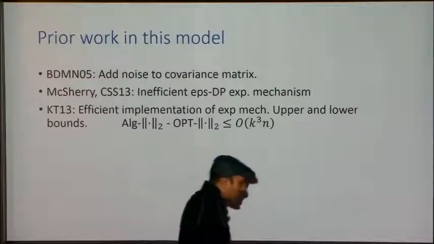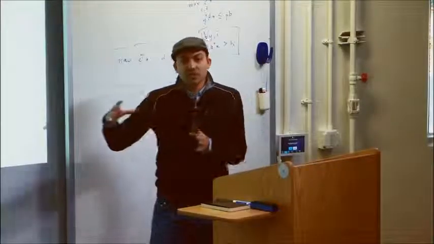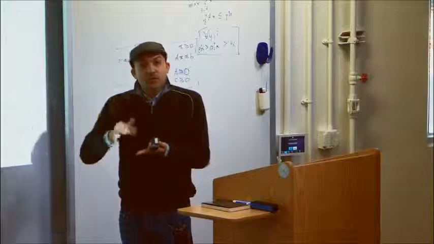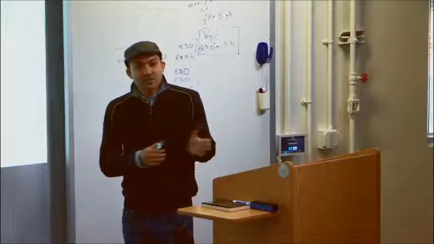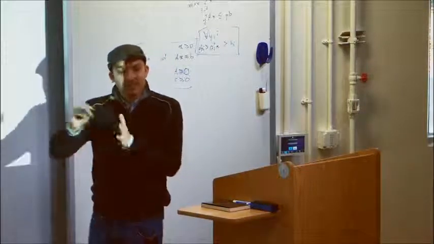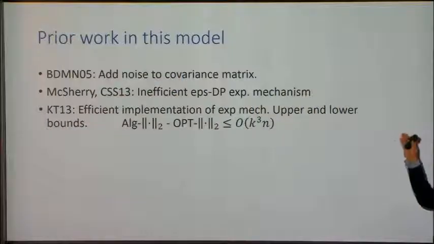In this model of privacy, there has been a fair bit of previous work. Starting with Blum, Dwork, McSherry, and Nissim, they showed that one simple way to design a differentially private mechanism is to take the covariance matrix and add an appropriate amount of noise to that matrix, and then work with that. And since differential privacy has the post-processing property, anything I do to that is great. Essentially, this is the algorithm we'll be talking about today. We'll give a new, much nicer and much better analysis of this algorithm.